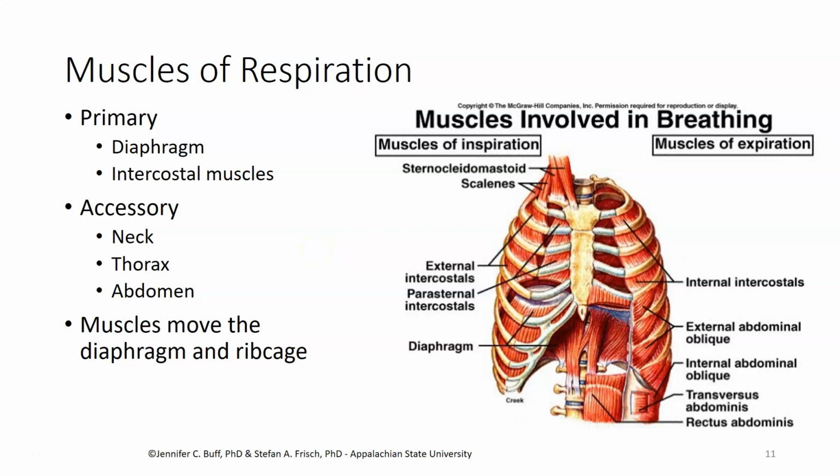The muscles of respiration consist of primary muscles that move the pleural lining that connects the lungs to the structures outside of the lungs. This includes the diaphragm muscle and the intercostal muscles between the ribs. There are a variety of accessory muscles that help support the process of respiration in the neck and in the thorax and in the abdomen. These muscles move the diaphragm and the rib cage, and with the pleural linkage between the lungs and the diaphragm and the rib cage, action by these muscles will influence the size of the lungs, which influences the pressure of the air inside the lungs, which causes airflow.